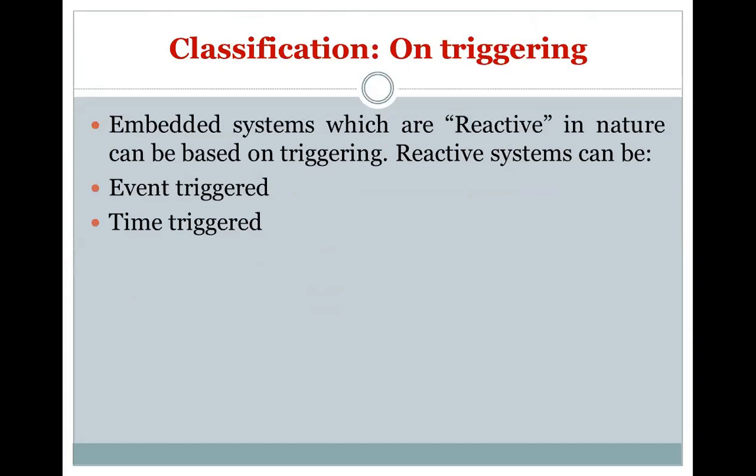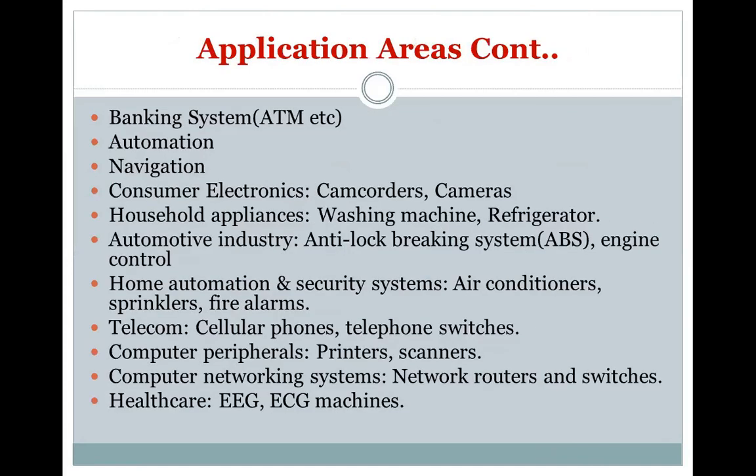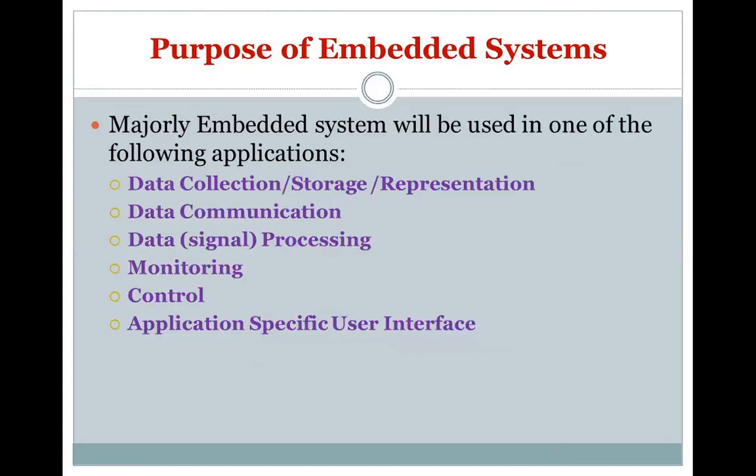And categorization is on triggering also. Reactive in nature can be based on triggering. Reactive systems are event triggered and time triggered. The major application areas are daily life, electronic appliances, healthcare, education, communication, security systems, entertainment, and also banking, automation, navigation, consumer electronics, household appliances, automotive industry, and healthcare.